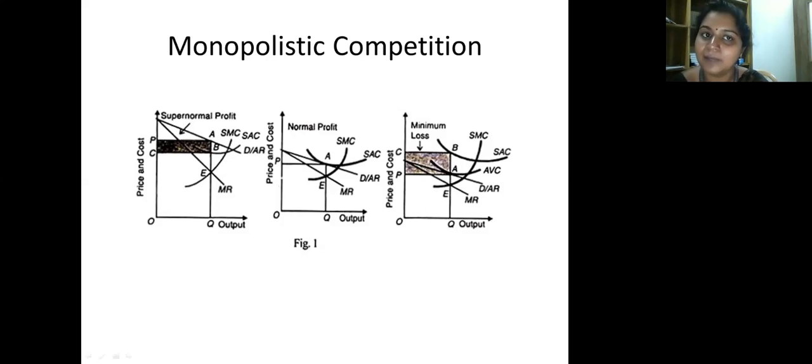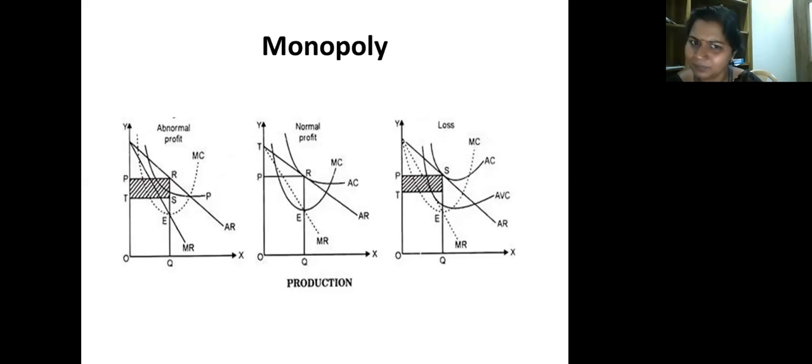So here you can see all three are possible in monopolistic competition in the short run. In the long run, I will just explain monopoly, then I will tell what is the difference between monopoly and monopolistic. For monopoly and monopolistic competition, more or less everything is the same diagram. For the short run, there is no difference. You will see the same diagram. And the difference between monopolistic and monopoly market structure is, again, the demand line is a little different.